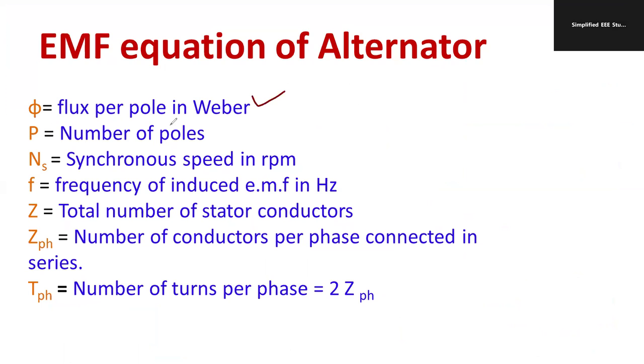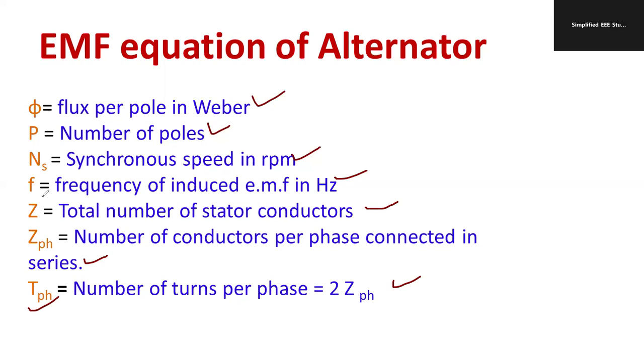Phi is nothing but flux per pole in Weber, where P is the number of poles, Ns is the synchronous speed in RPM, F is the supply frequency in Hertz, Z is the total number of conductors. Also, Z phase is the number of conductors per phase connected in series. Also, T phase is twice the number of conductors per phase in series. So there is a relationship between the number of turns per phase and the number of conductors per phase. The number of turns per phase is nothing but the double value of number of conductors per phase. This you are supposed to note down.